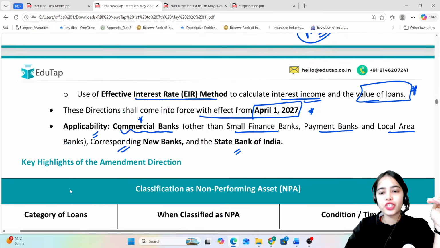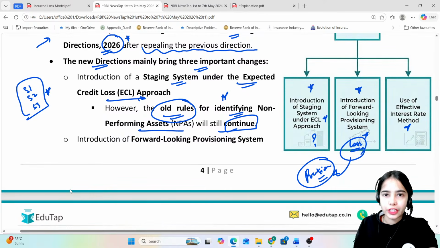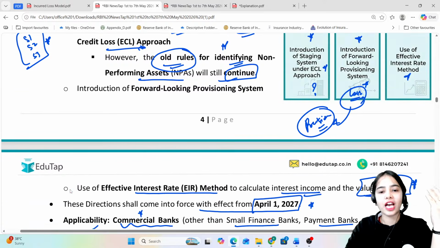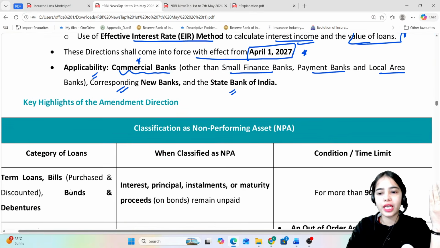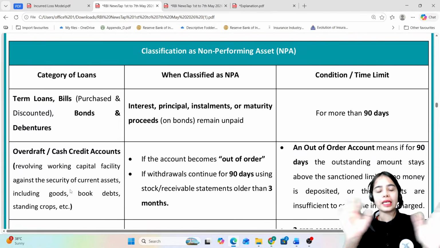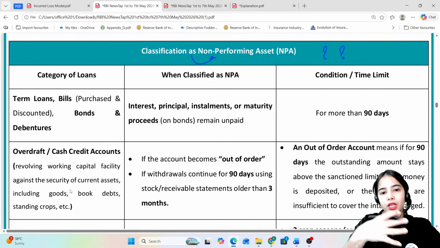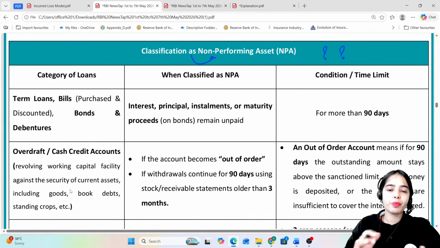Now, classification of NPA. It has been said that the old rules for identifying the NPA will still continue, but in the direction, all the NPA rules have been laid down. So yes, a question can come from this also. That's why we have brought it in this table format, so that in a fast manner we can understand the classification as NPA. So at what time the loans or assets are classified as NPA, non-performing asset.